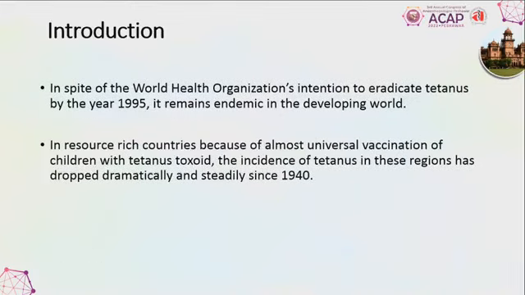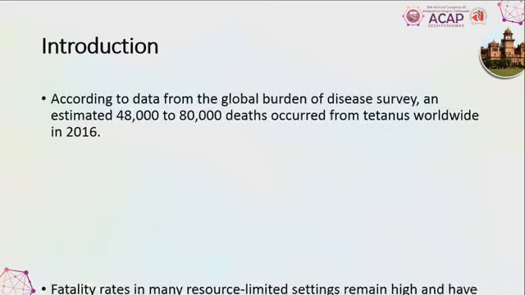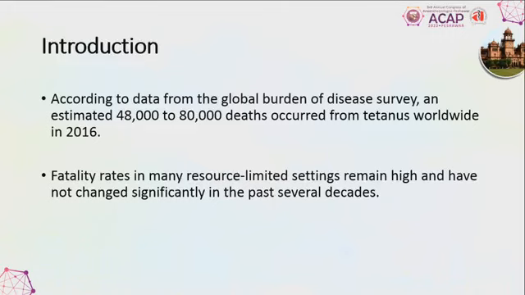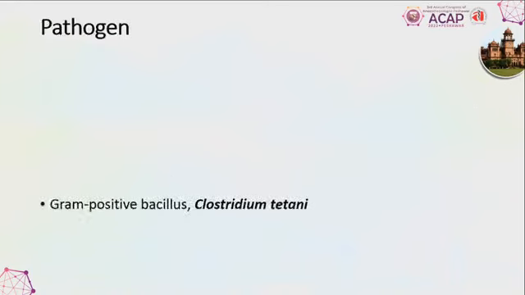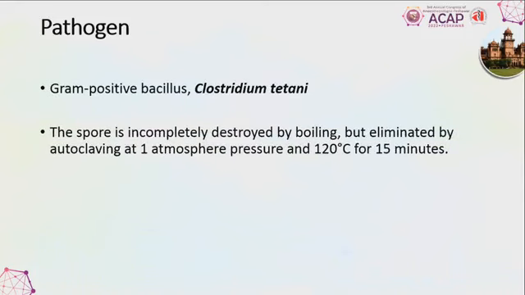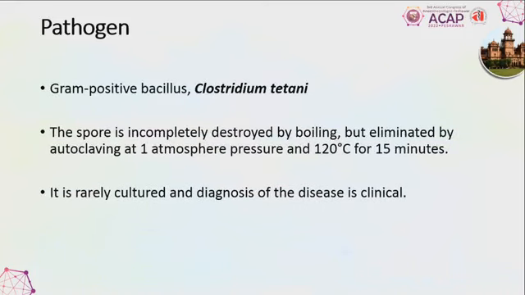The World Health Organization has done lots and lots of work on it, and because it is not a western country disease, there is not much that is new. This is the problem of poor countries where vaccination is not done properly. That is why the global burden is very high: an estimated 48,000 to 80,000 deaths occurred from tetanus worldwide in 2016. That is why it is important to know about tetanus. It is caused by Clostridium tetani spores.